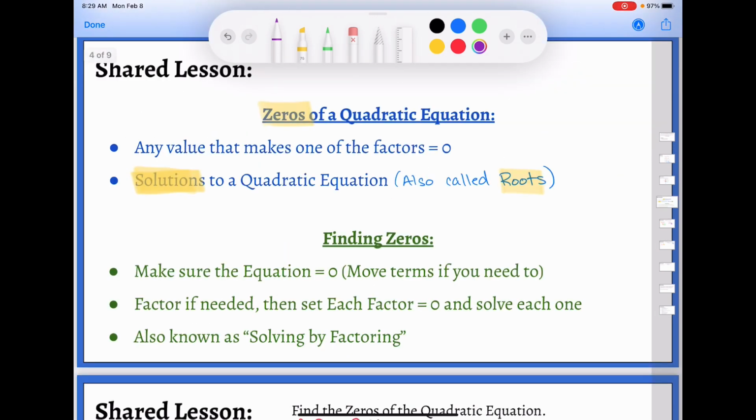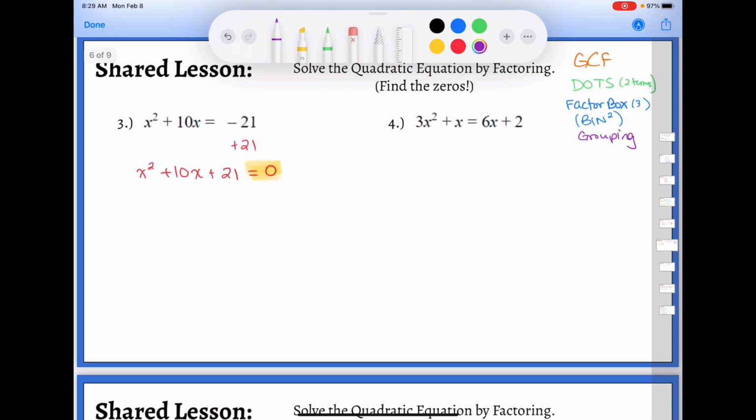Whoa, sorry. There we go. All right, so hopefully you remember all your different ways of factoring.